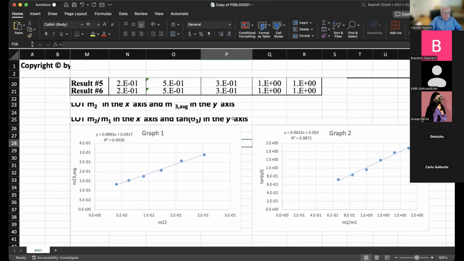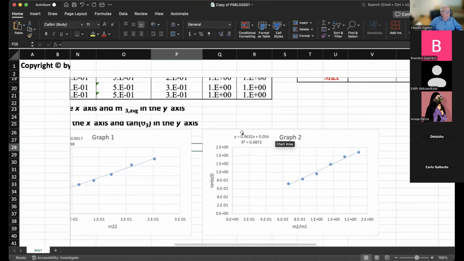Let me write that down here. You are Edith, right? Read the slope again. 9893, right? Yes. And the intercept is 0.0917. Okay, good. And what about graph number 2? What's the slope you're getting? I got 0.9632. Okay, good, which is a good number as well.